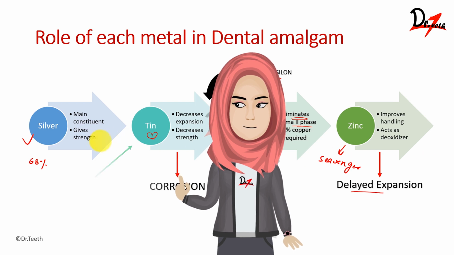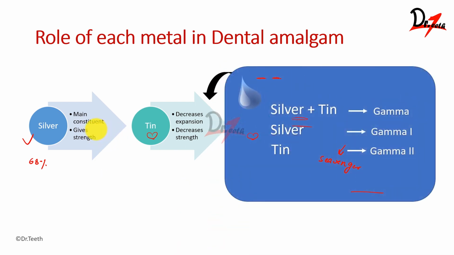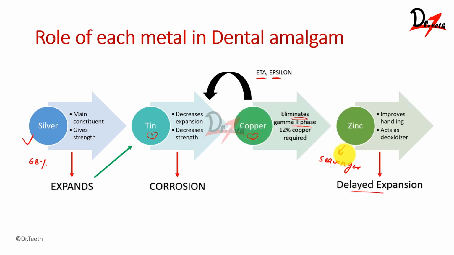Let us quickly summarize. Okay, so we have the silver, which is the main constituent, 68%. It gives the strength, but the problem with silver is that it expands. So to deal with that, we got tin, but the problem with tin was that it decreases the strength, okay, because of corrosion. Why? Because by reacting with the mercury, it forms the gamma 2 phase. So to get rid of the gamma 2 phase, we add copper because tin has a crush on copper.